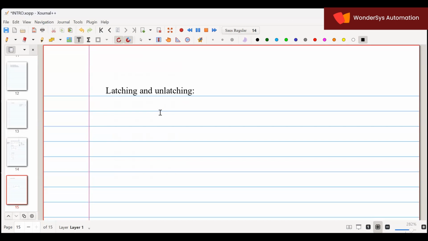Can anyone tell me what you mean by latching and unlatching? Do you know, madam, latch? Hold the output signal, madam. Yes, to store a one bit of data, we'll use a latch.